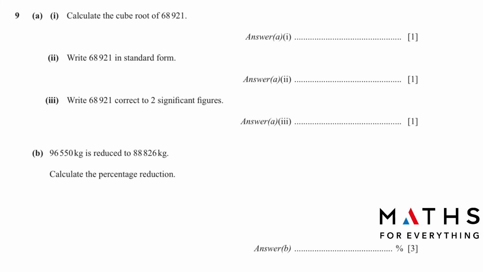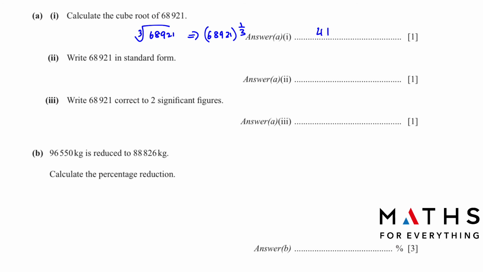Moving on to question number 9. Calculate the cube root of 68,921. Cube root you can write like this in the calculator, or cube root can be written as to the power of 1 over 3. You will get the answer 41.